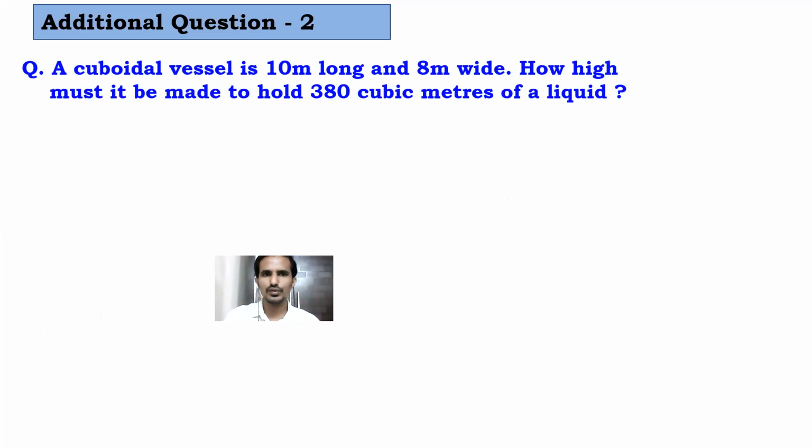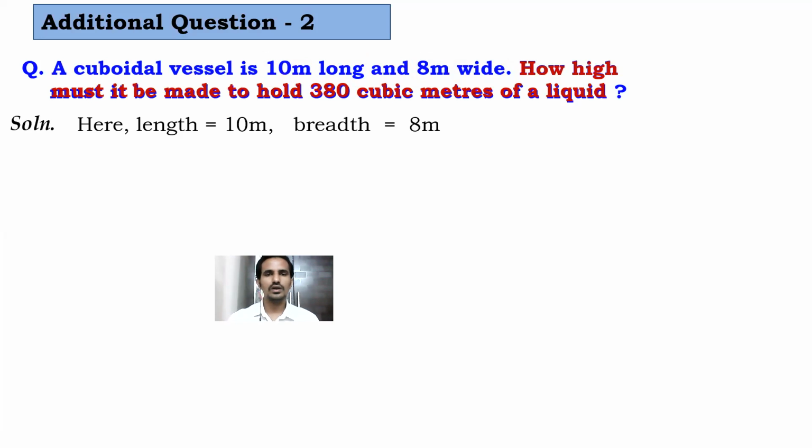A cuboidal vessel is 10 meter long, 8 meter wide. How high must it be made to hold 380 cubic meters of liquid? So we have a cuboidal vessel which is 10 meter long, that means the length is 10 meters. It is 8 meter wide, that means the breadth is 8 meters. How high must it be made to hold 380 cubic meters of liquid?